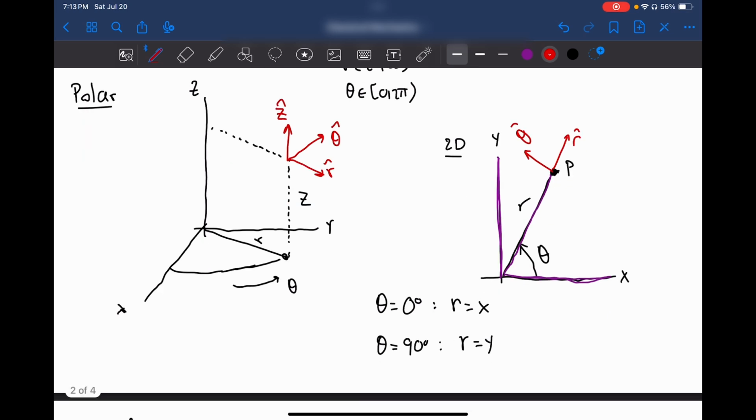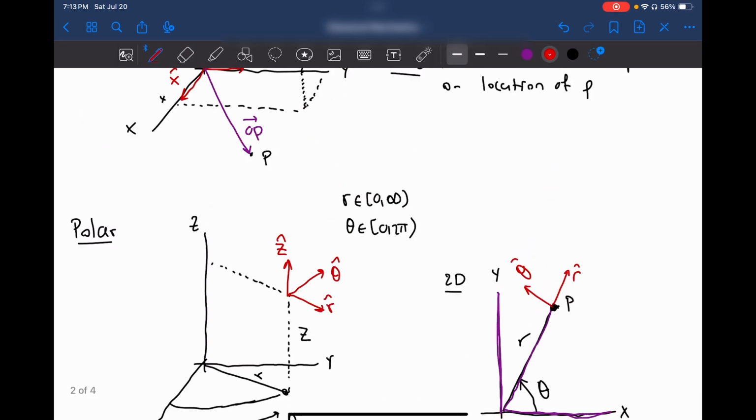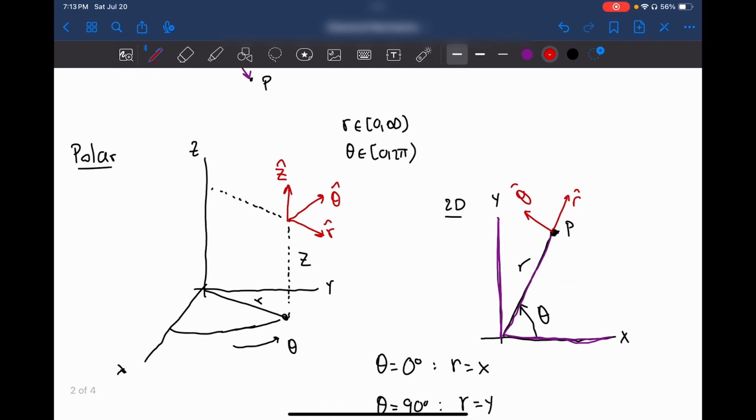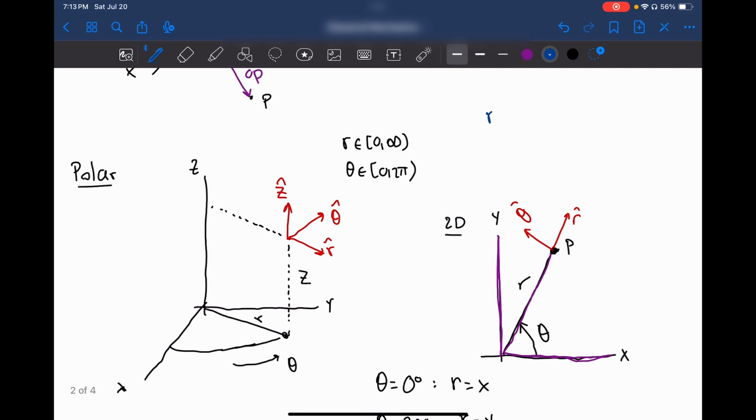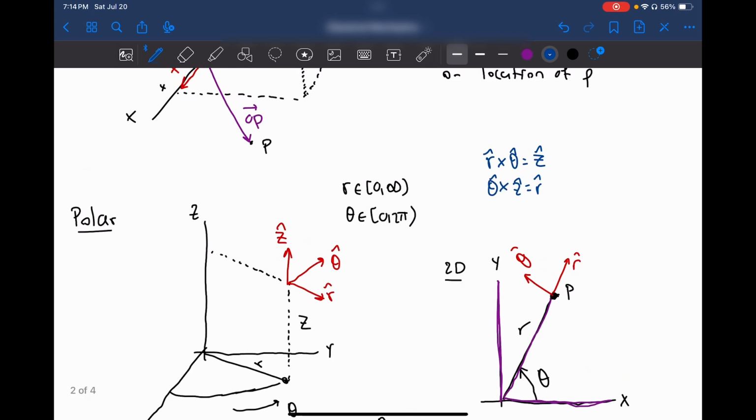Now, these basis vectors are also mutually orthogonal to each other, just like with Cartesian coordinates, which tells us that if I looked at r hat cross theta hat, I know that this has to equal z hat. And theta hat cross z hat must equal r hat. And by the way, also z hat cross r hat will give us theta hat. A good trick to memorize these is the circle of doom.